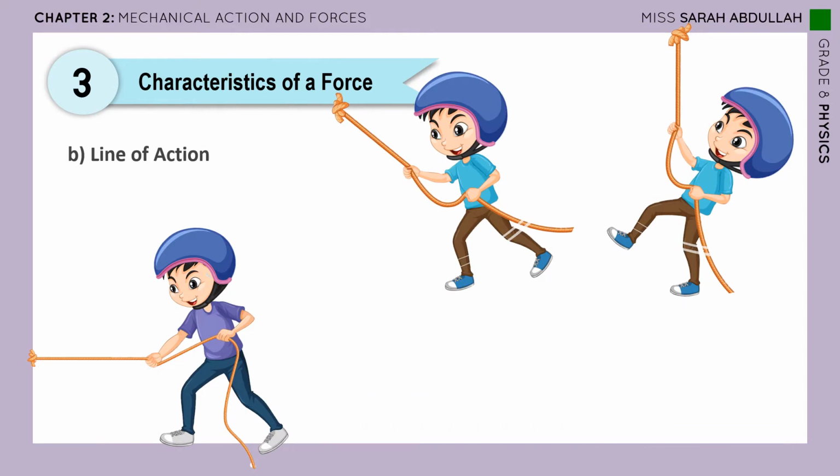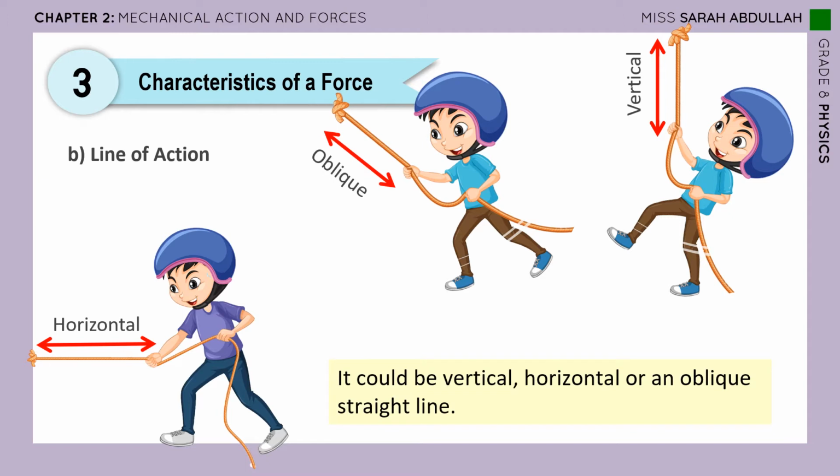The second characteristic is the line of action. It's a line. It could be horizontal, it could be vertical, or it could be oblique. So these are the only three options for the line of action.